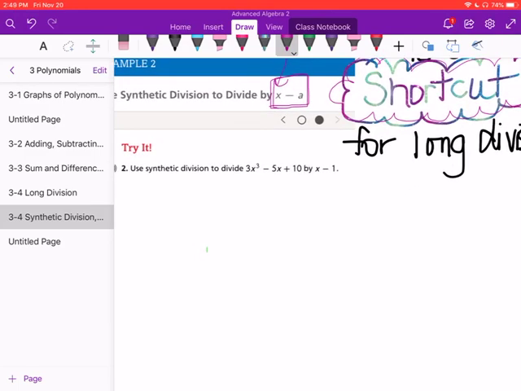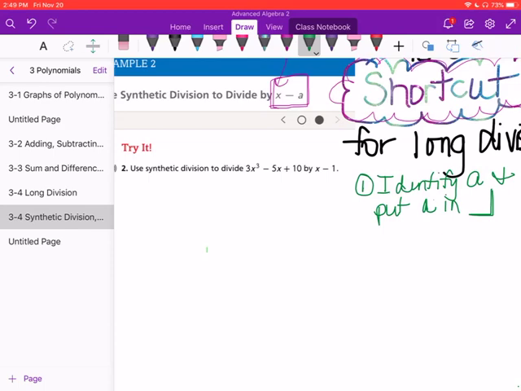So we're going to use synthetic division to divide 3x cubed minus 5x plus 10 by x minus 1. Let me erase those straight marks there. Okay, so we're going to divide that. The first thing that I need to do is step 1. I need to identify a, and put a in this little box right here.